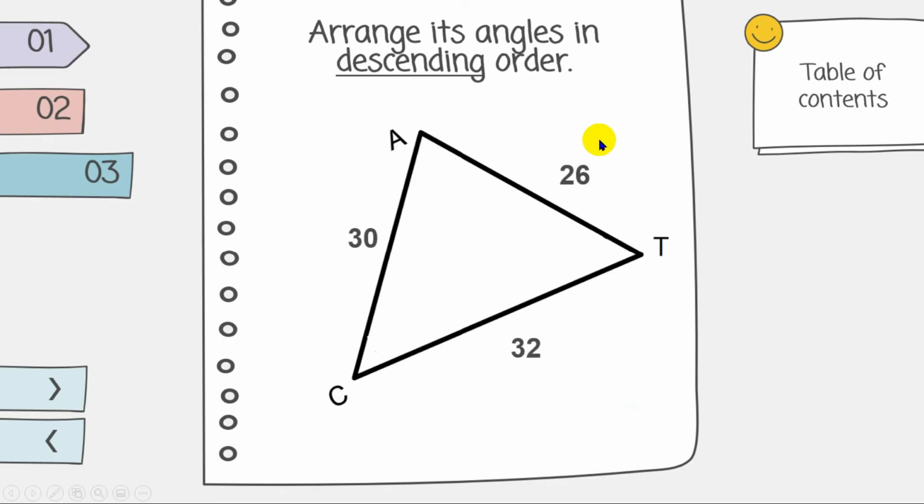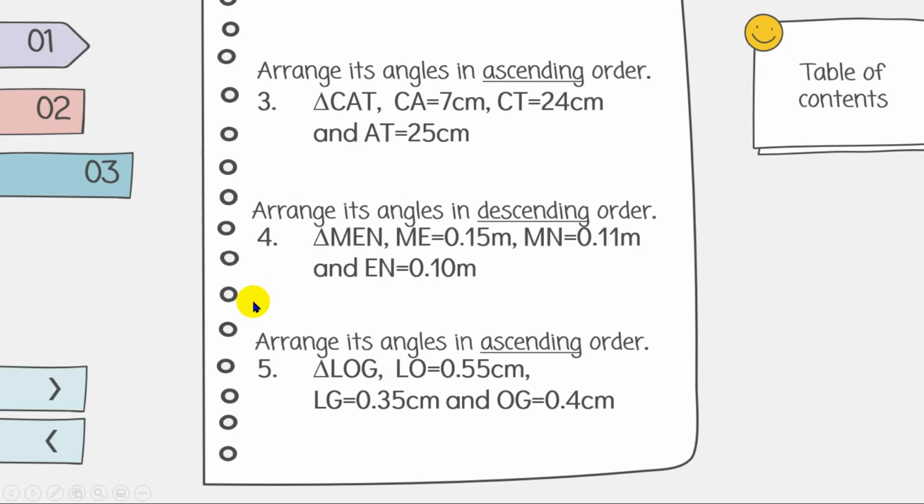Then, we have number 2, arrange its angles in descending order. So, papaliit naman. So, tingnan po ulit yung measurements ng side. Identify the angles opposite to them and then arrange in descending order. Number 2. Then for number 3, 4, and 5, you can pause this video for a while to answer these questions.